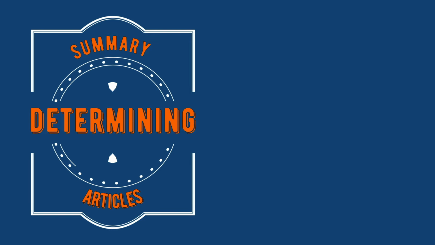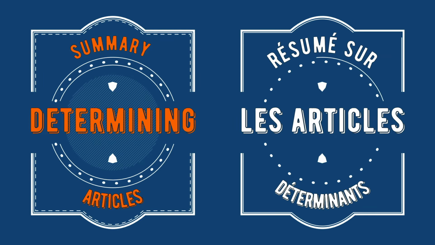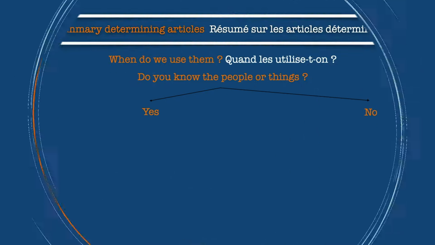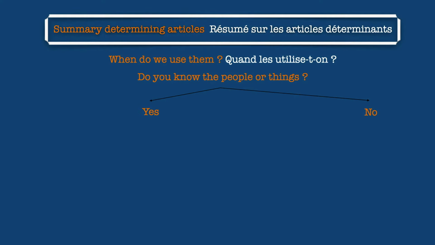Before the exercises, I want to recap all the determining articles that we have seen today. So the indefinite and the definite articles. In that way, you will be able to see all the possibilities in just one page. Therefore, the first question you need to ask yourself is, do you know the people or things? In case you answer yes to that question, you can ask yourself a second question, is it singular or plural?